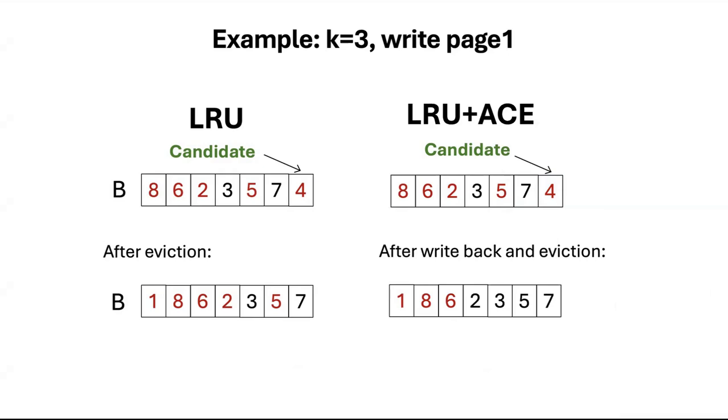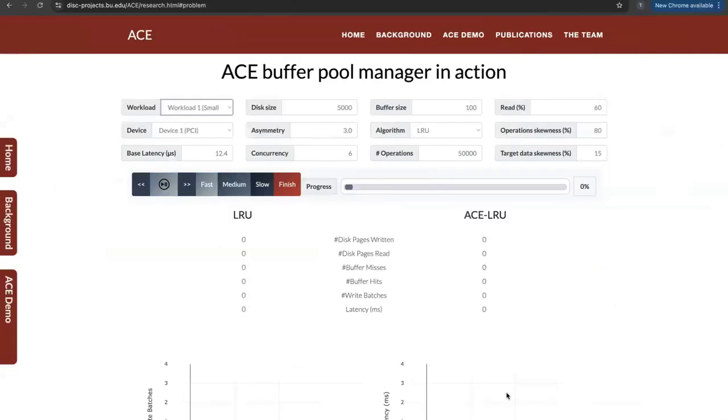Now, I will demonstrate the interface that allows the users to compare several page replacement policies with ACE side by side. First, the users will configure the workload parameters and the device properties from the input panel. To configure the device properties, the users can set the base latency of the SSD, which refers to the random read latency. They can also configure the device size, the read-write asymmetry, and the concurrency of the SSD. Concurrency here refers to how many write operations the SSD can perform at the same time without harming the latency.